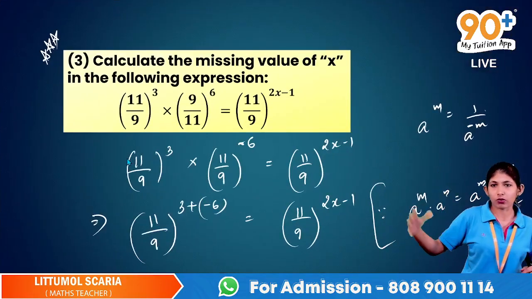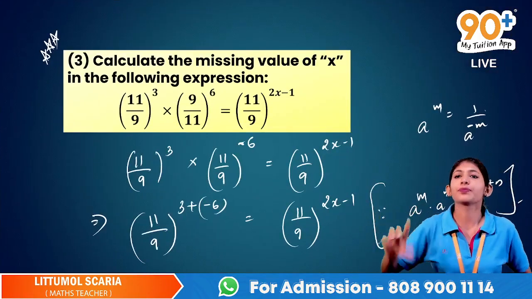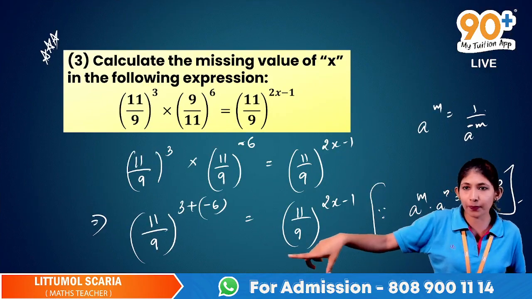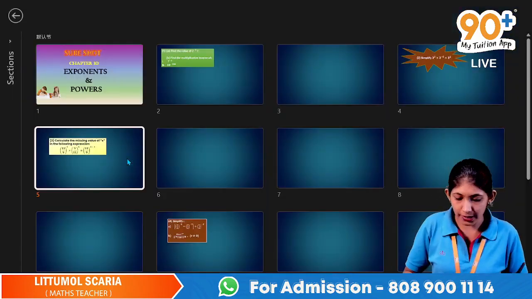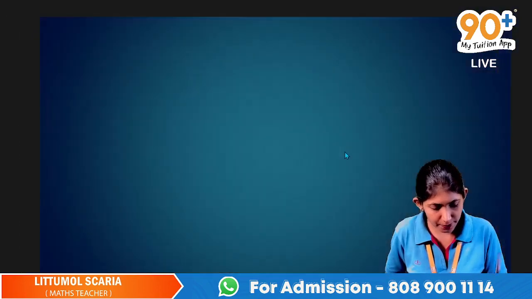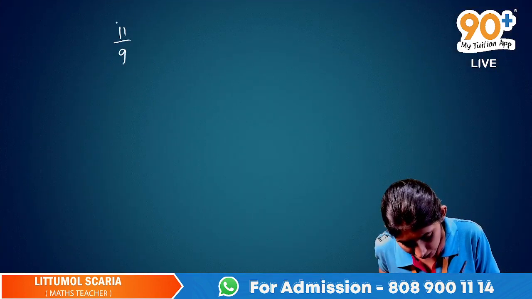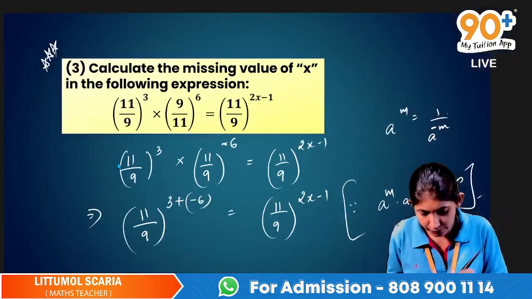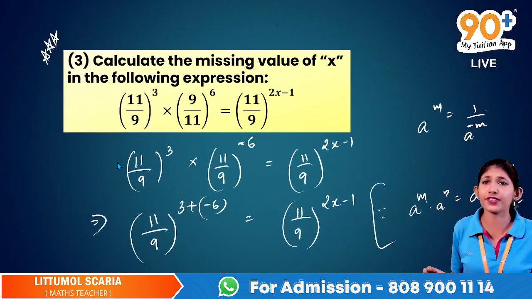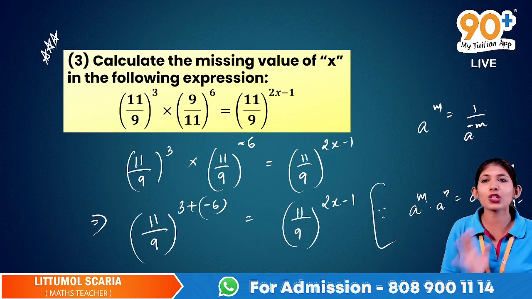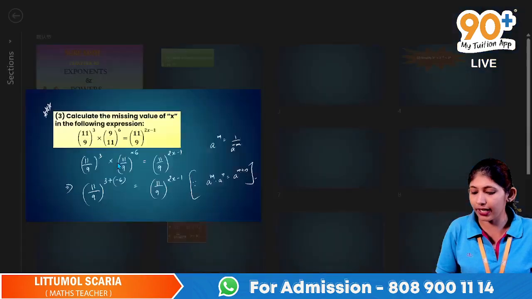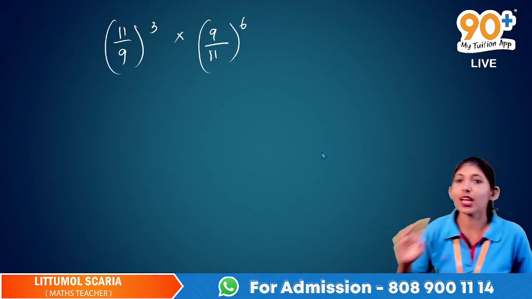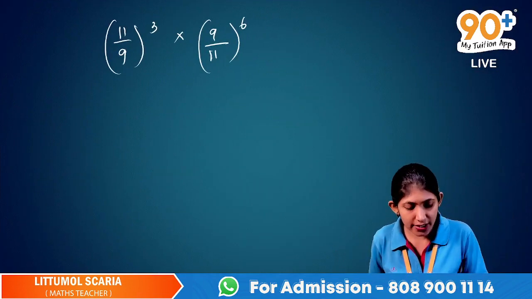There is a technique where you'll get the same result. Instead of taking the reciprocal, we are going to split it: 11 by 9 whole to the power 3 into 9 by 11 whole to the power 6. Just for the time being, I'm taking the left hand side, which is 11 by 9 and 9 by 11.